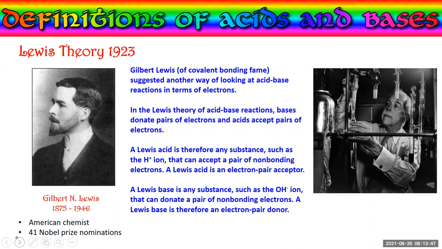So because he was into covalent bonding, he was very into electrons. And he suggested another way of looking at acid-base reactions in terms of electrons. So in the Lewis theory, bases donate pairs of electrons, and acids accept pairs of electrons. Therefore, a hydrogen ion as a Lewis acid can accept a pair of electrons because of its positive charge. And a Lewis base like the hydroxide ion can donate because of its negative charge. So Lewis theory is really more applicable to redox reactions. What we're going to focus on is the Bronsted-Lowry definitions.